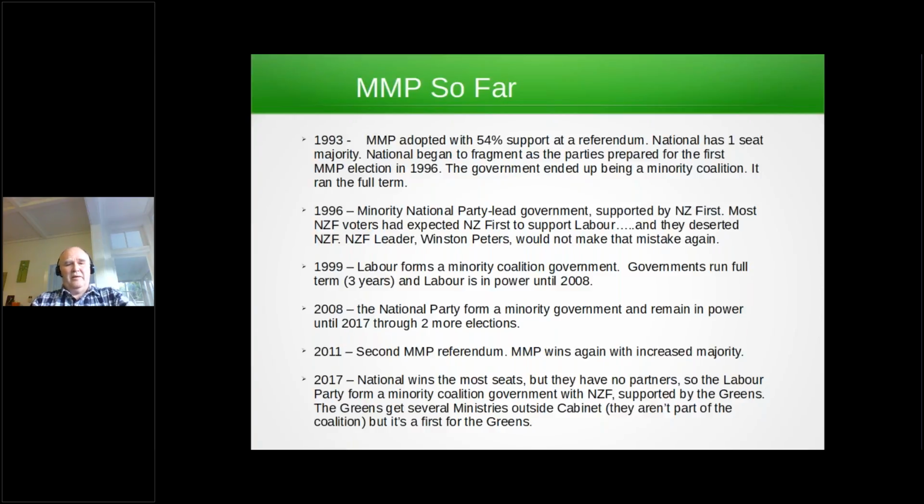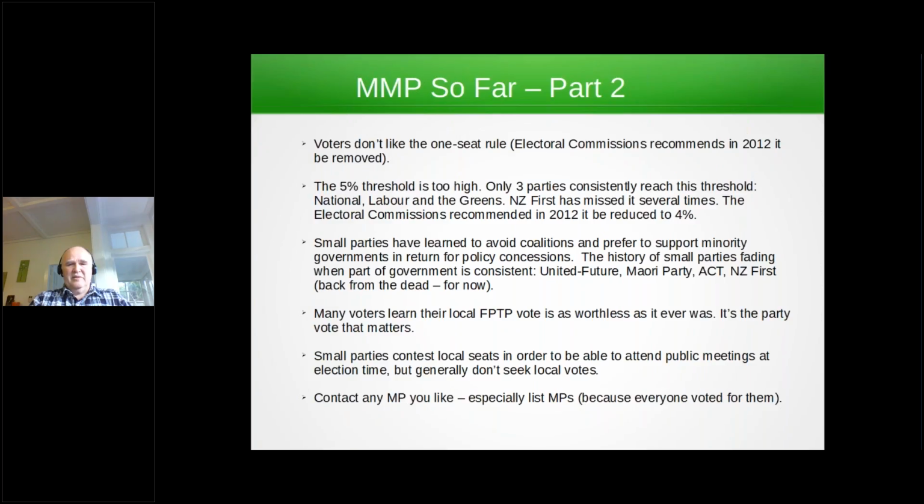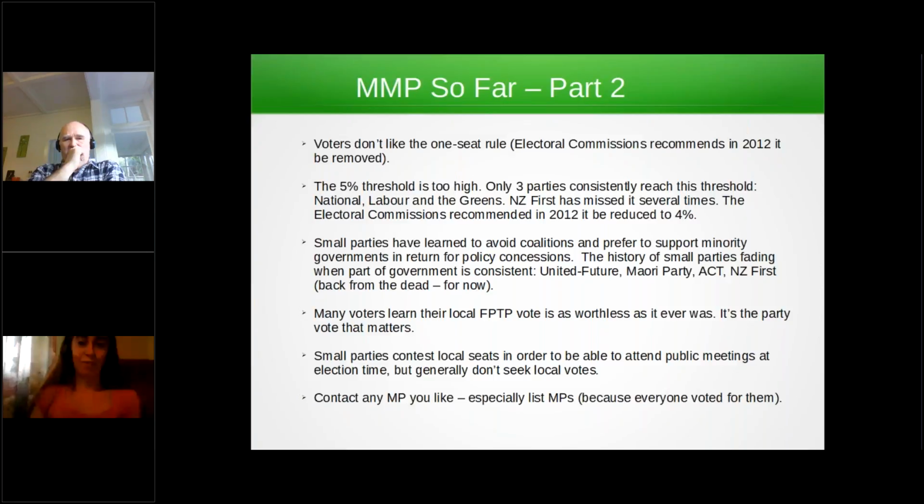All right. So 2017, National won the most seats, but they have no partners. So Labour form a minority coalition government with New Zealand First, supported by the Greens. The Greens get several ministries outside cabinet. They aren't part of the coalition, but it's a first for the Greens. I've already mentioned that. Now, the problem for National, though, I'll talk about on the next screen. This is more about general conclusions about MMP, so I'll leap off into that.